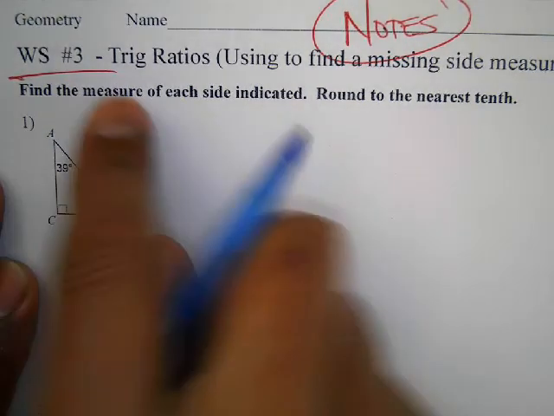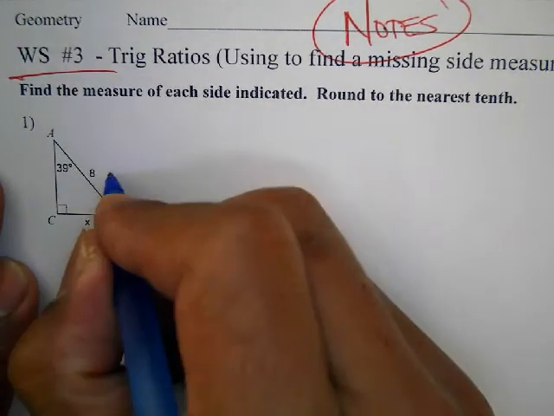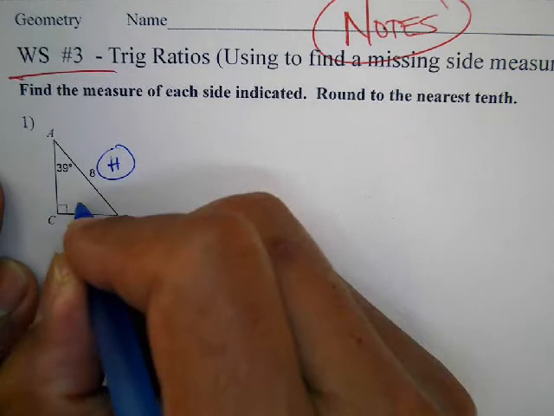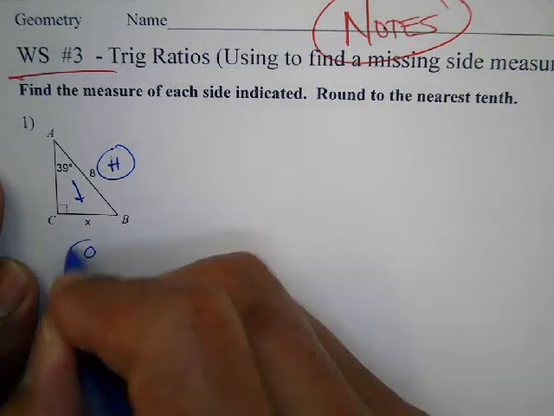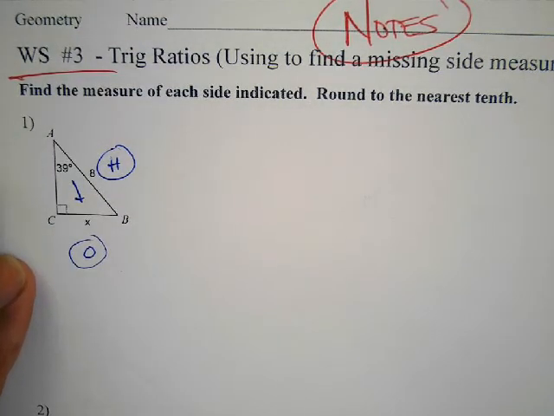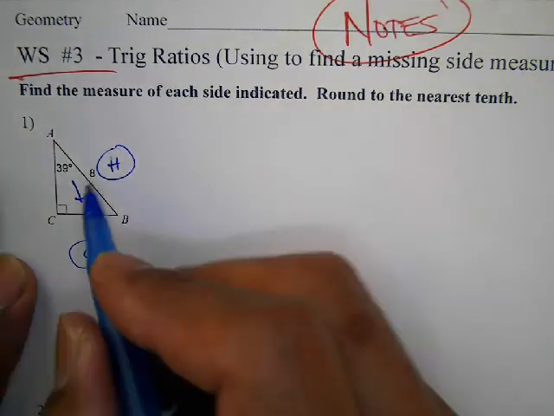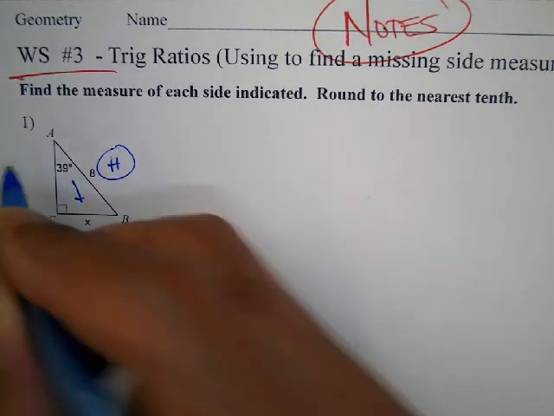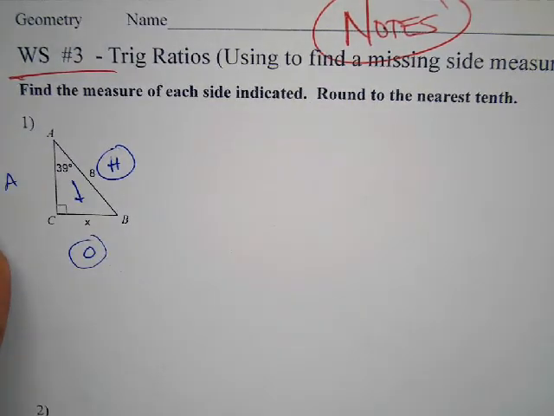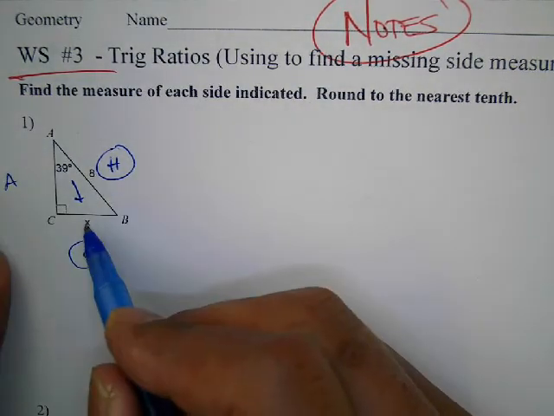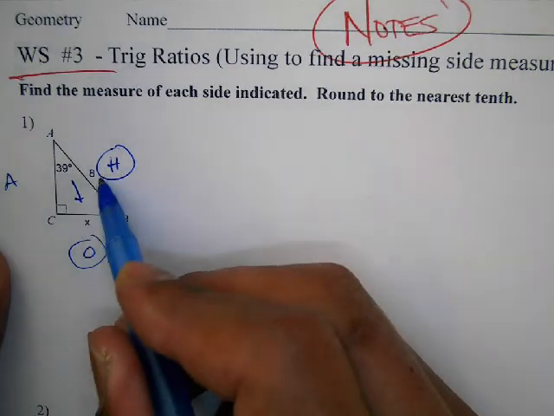Well, we label the sides first. This would be the hypotenuse. This one would be the opposite. Honestly, those are the only two sides in play, the O and the H. The A is not part of the problem here. We're not trying to find this side, and we don't need it. We're only going to use the one they're asking for and the one they're giving you.